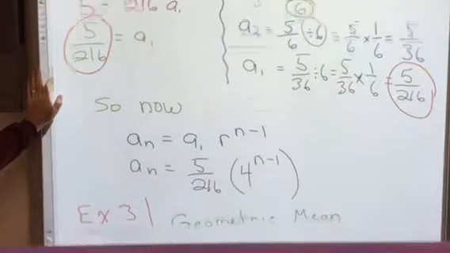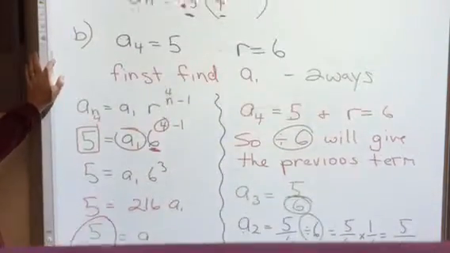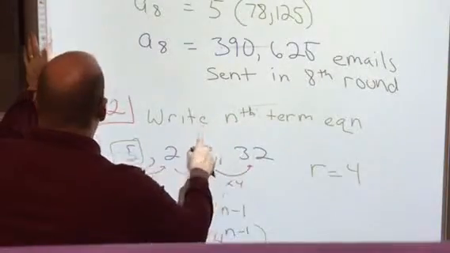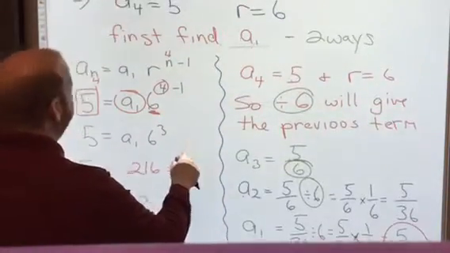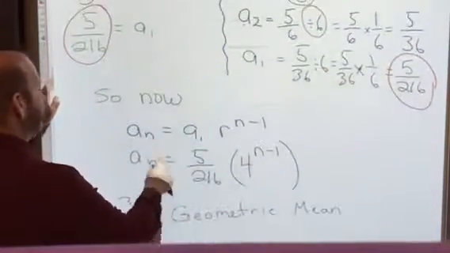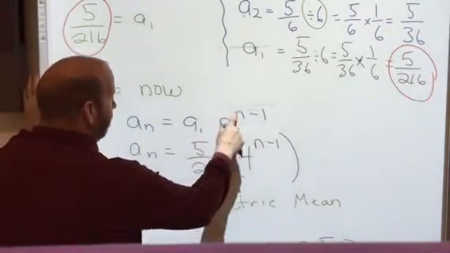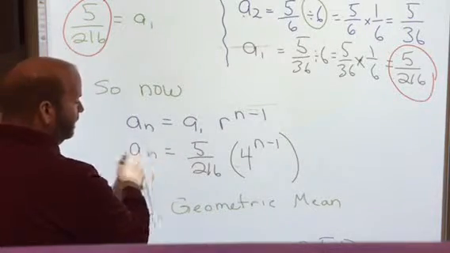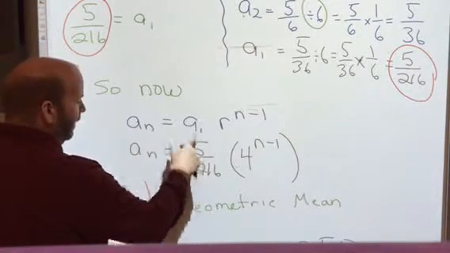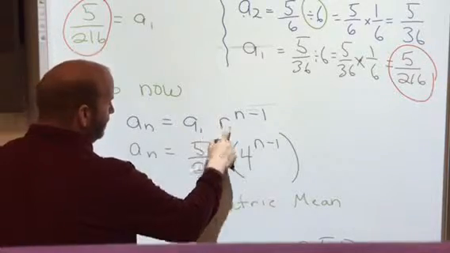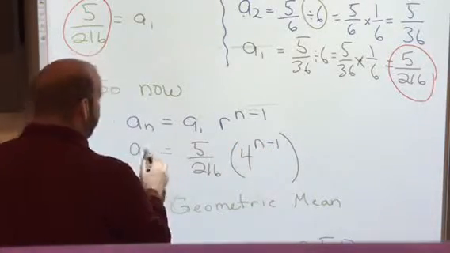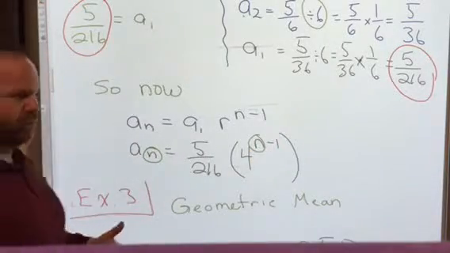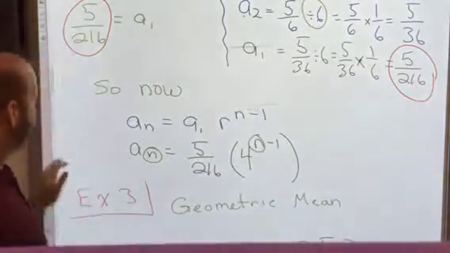So now that you know a sub 1, what are you being asked to do again? Write the nth term equation. So for the nth term equation, we found a sub 1, so then a sub n equals a sub 1 r to the n minus 1. We were told that r is 4, so a sub n is 5 over 216, times 4 to the n minus 1. We don't know n, so we can't know n here. We're just finding the equation so that if we're given an n, you can find that term.